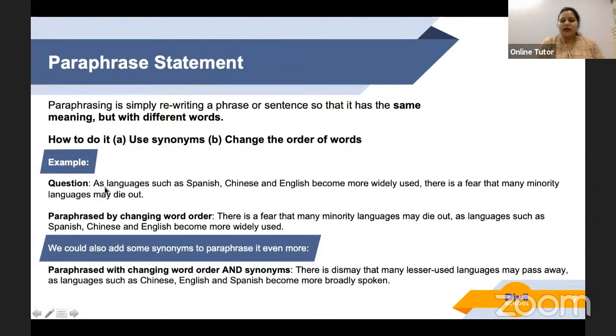Right, let's look at an example. As languages such as Spanish, Chinese, and English have become more widely used, there's a fear that minority languages may die out. So if this is the question, take a few seconds to think how you are going to paraphrase it.